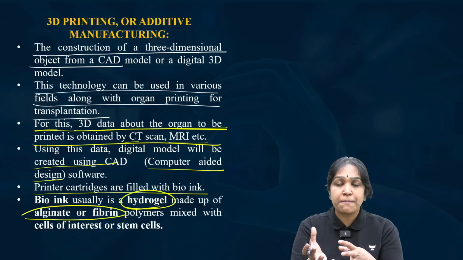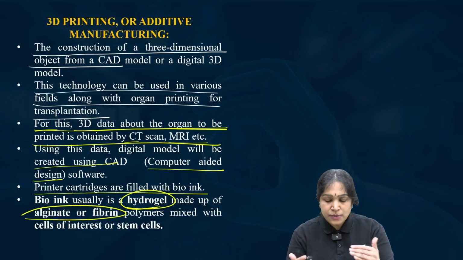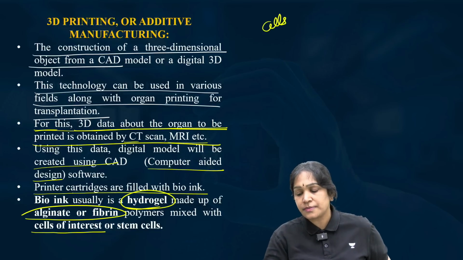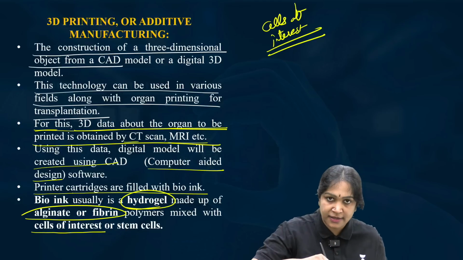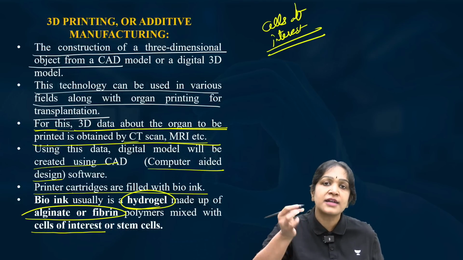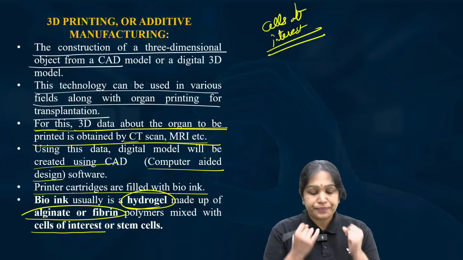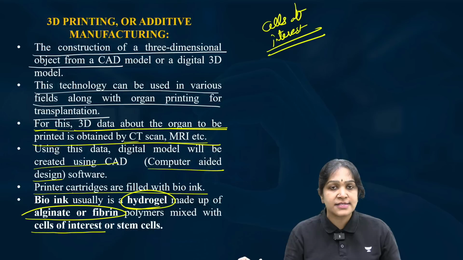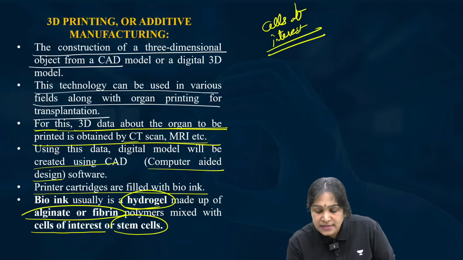Like for example in salt water, like water. Here the solute is the cells of interest. Cells of interest means what? The cells you want. For example, I want to manufacture a heart, then the cells of interest are heart cells. Or my heart is fully damaged, I do not have healthy heart cells to take and fill in this cartridge, then I can also take stem cells.